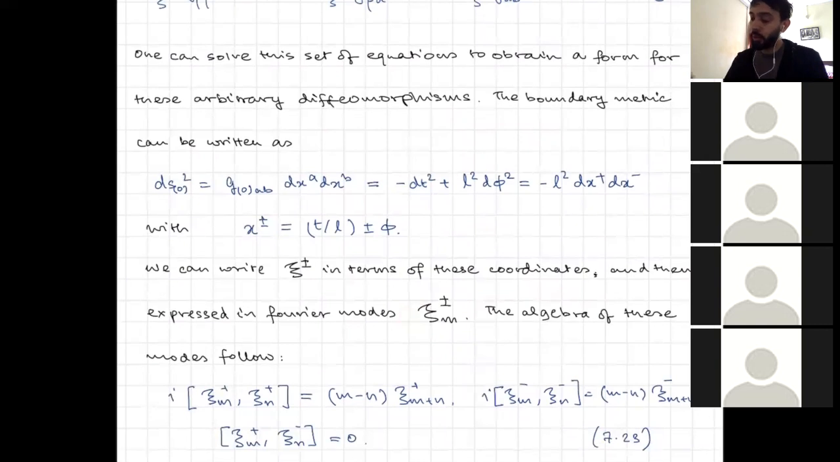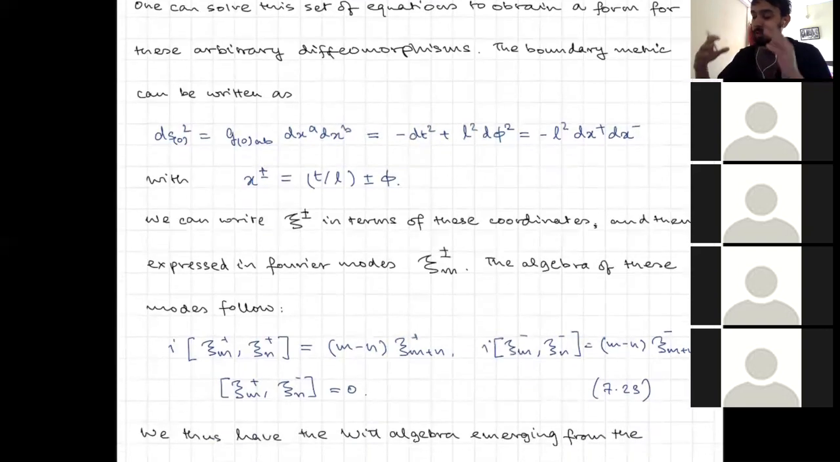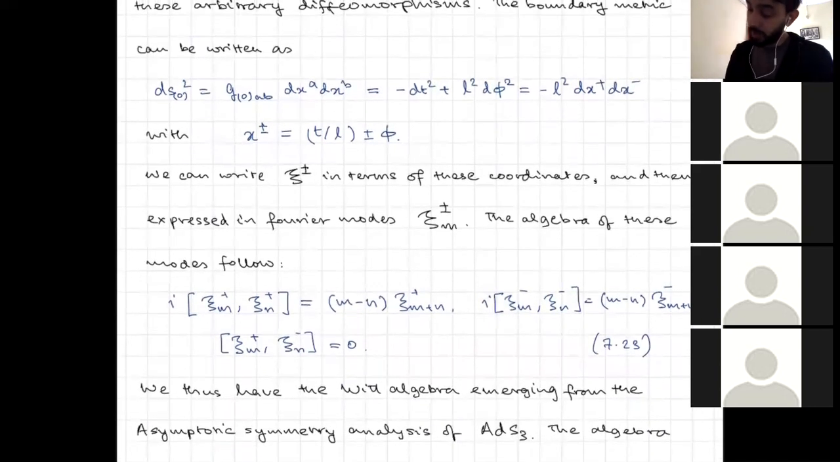And if you're given the form of xi_m, you can figure out what the brackets would be. And lo and behold, what you find is that if you solve this, you're going to get the Witt algebra. Okay, so if you find out what the brackets are between the xi's, you are going to get two copies of the Witt algebra emerging from the asymptotic analysis of AdS3.